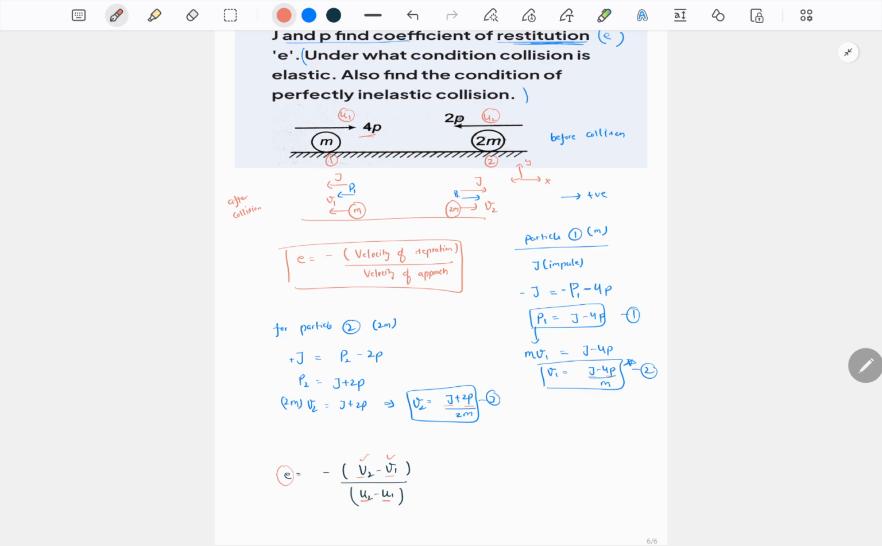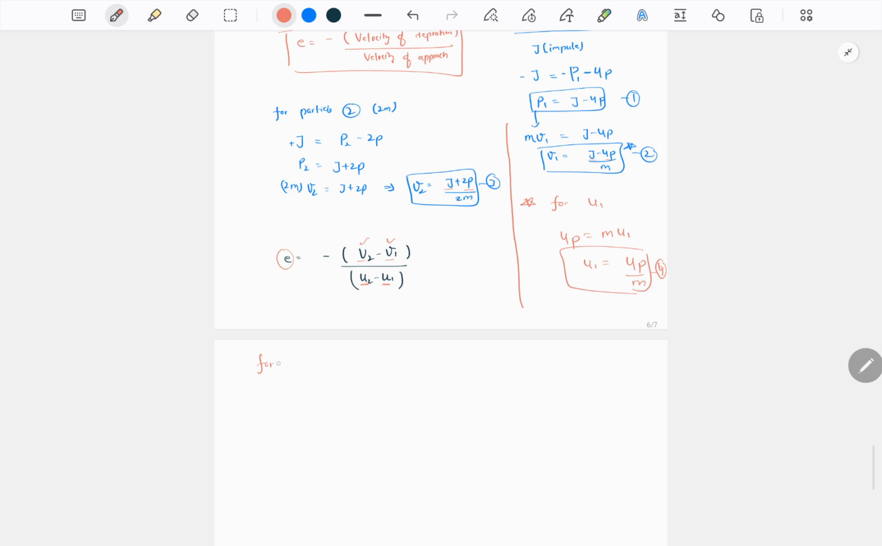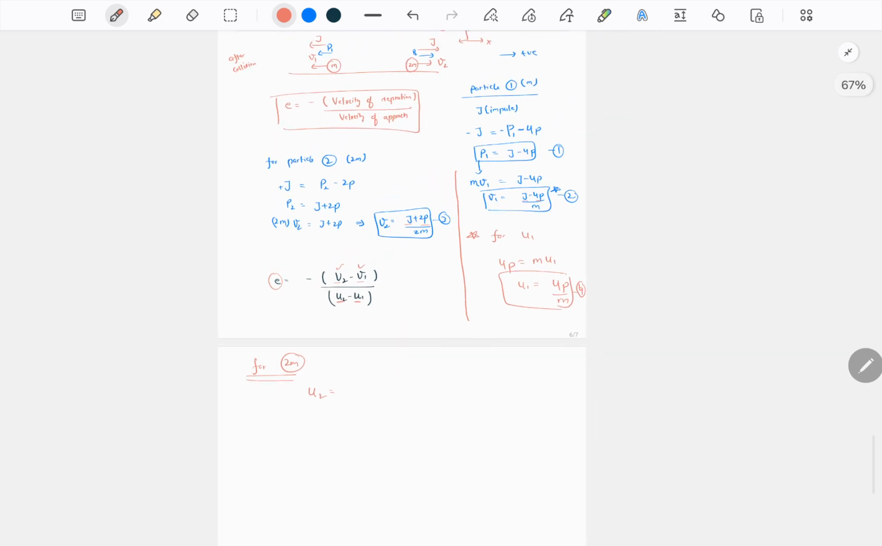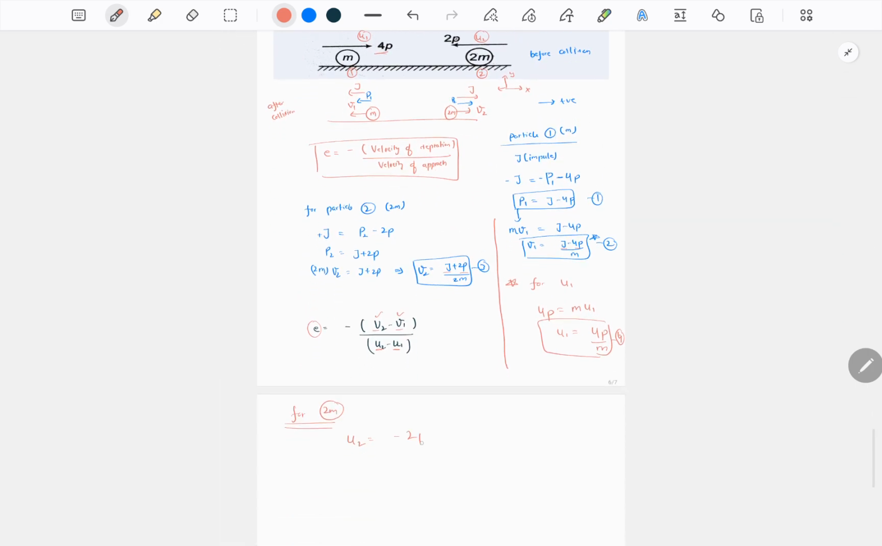So for particle 1, to find u1, because total momentum can be written as m into u1, u1 will be, in the positive direction, 4p by m. This can be named equation 4. Similarly, going to the next page, for the 2m particle, u2 will be, momentum is minus 2p, so minus 2p upon 2m. This is equation number 5.